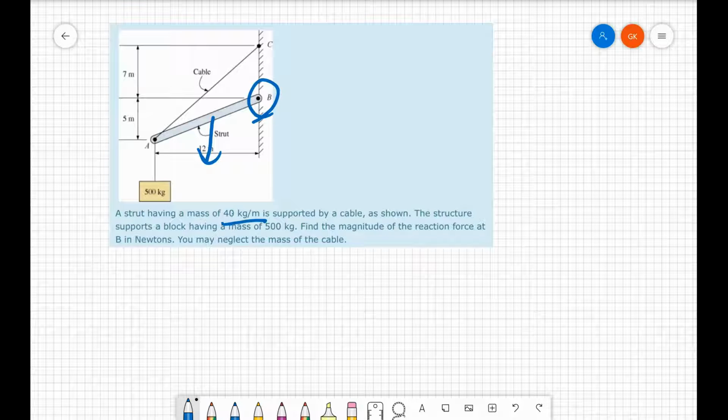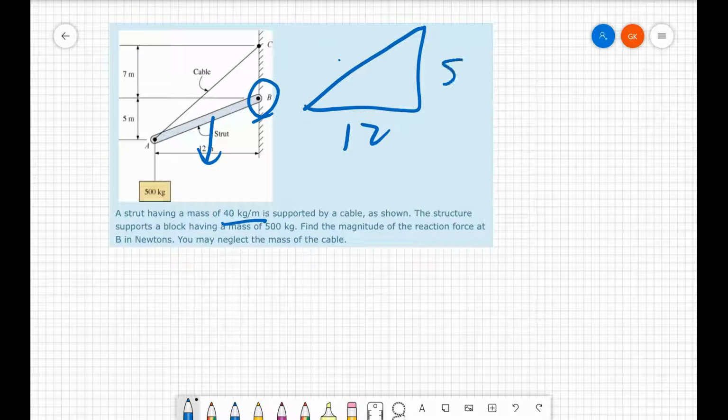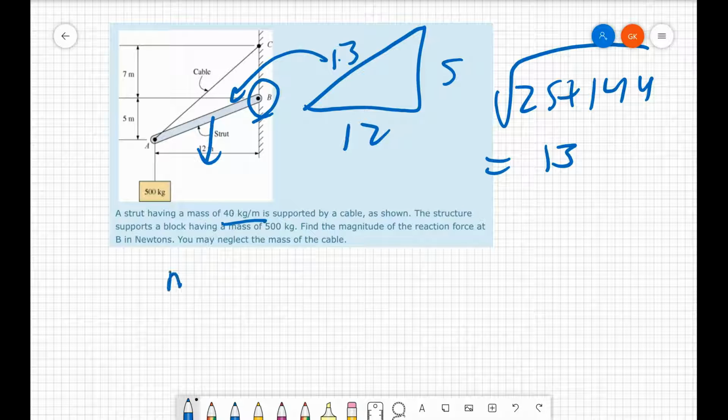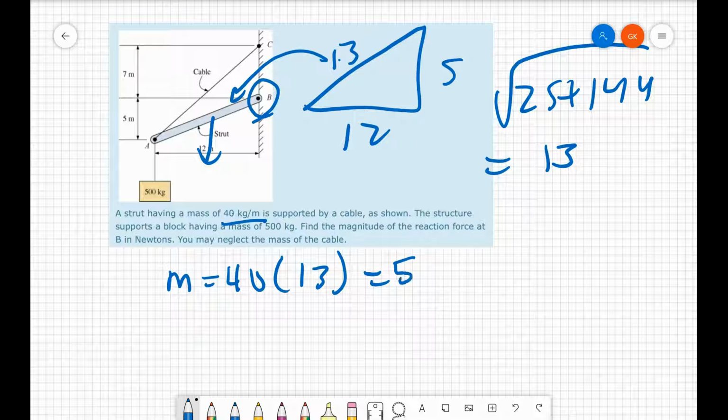And it's 40 kilograms per meter, and well, it's a triangle. It's 12 this direction, 5 in this one. So the square root of 25 plus 144 will equal 13. So this guy is 13 meters long. And so the mass will be equal to 40 times 13, which is equal to 520 kilograms.